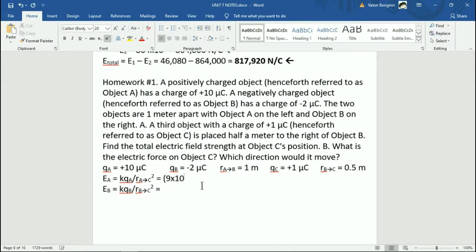9 times 10 to the 9 times the charge of A. So that's 10 microcoulombs, so 10 times 10 to the negative 6, which ends up just being 10 to the negative 5, divided by the distance from A to C squared. Now we have distance from A to B and distance from B to C. So the total distance from A to C is 1.5 squared.